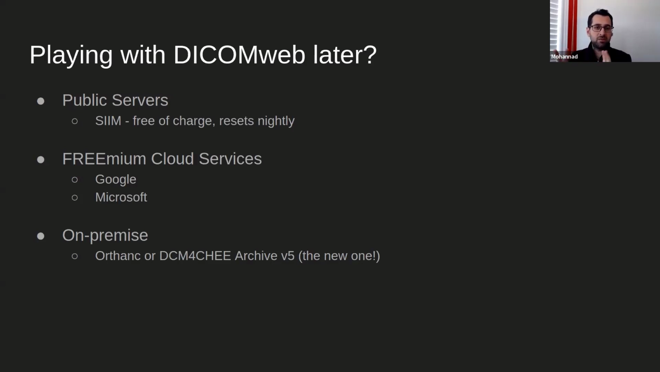There are also freemium cloud services where you can use a simple tier for free, and then you can move up to a paid tier. There are services from Google and Microsoft. If you want something on premise, like on a VM or on a physical server, Orthanc is a good choice. That's the one that we use for the SIIM Hackathon. There's also dcm4chee, but of course, make sure you're getting dcm4chee, the new one, not the old super popular one, because the old one doesn't support DICOMweb.